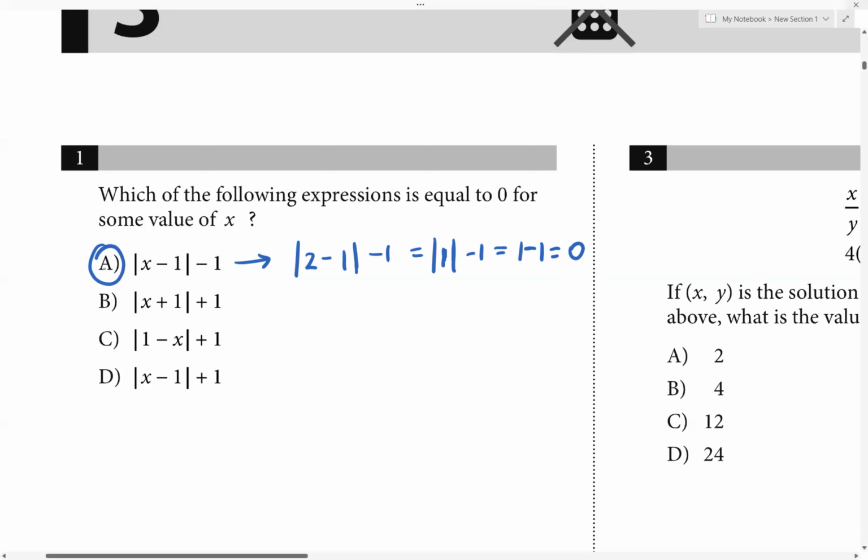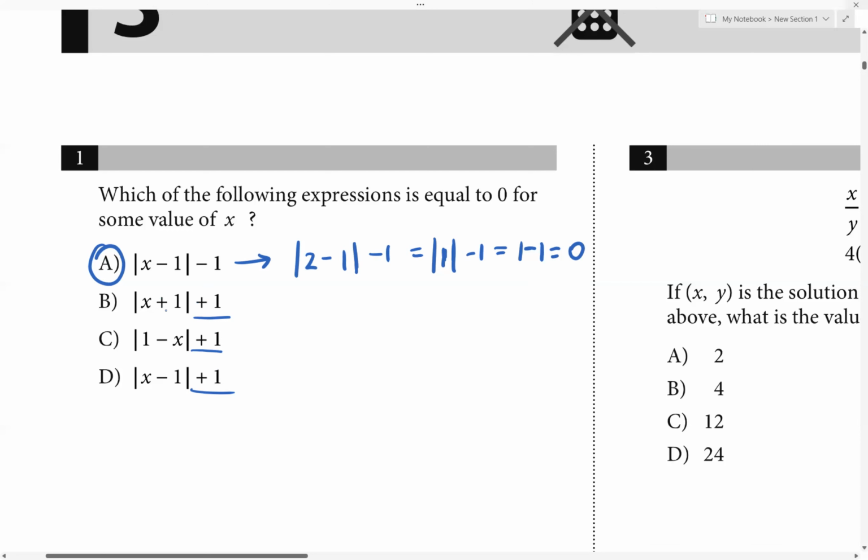If you look at the other choices, we could try different numbers. If you plug in 0, 1, or even a negative number, the other ones will never work, because the absolute value makes everything inside positive. The smallest we can get inside the absolute value is 0, but then we have a plus 1, so the absolute value will be either 0 or positive, and if we do another plus 1, this will never be 0.